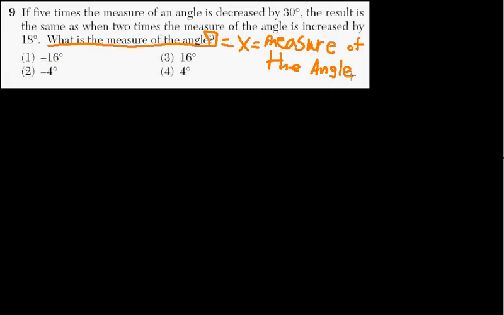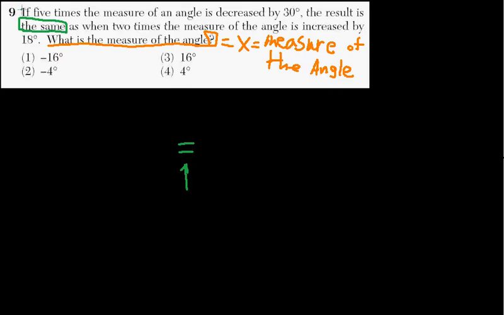Now we can start taking apart some of the words. And the second thing you want to look for now is the equal sign. Because somewhere in this equation, we're going to have an equal sign. That's a given. That's part of every healthy equation, an equal sign. So let's read through this and see if we see anything that might tell us we have equality. It says, if 5 times the measure of an angle is decreased by 30, blah, blah, blah, the result is the same. Okay, the same. That's a keyword. So that's where our equal sign is.